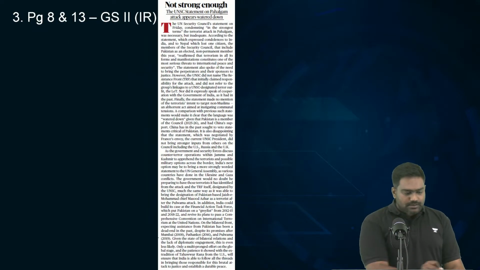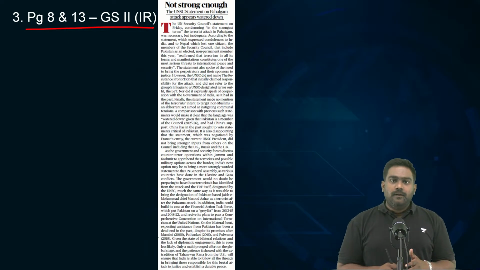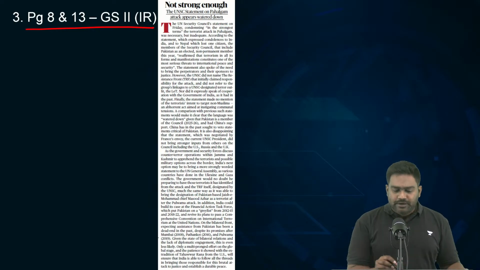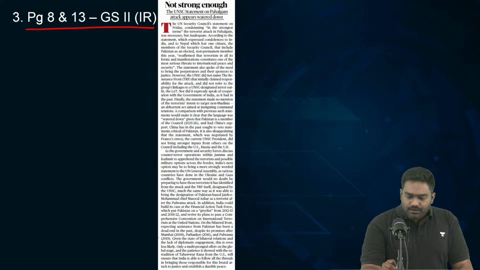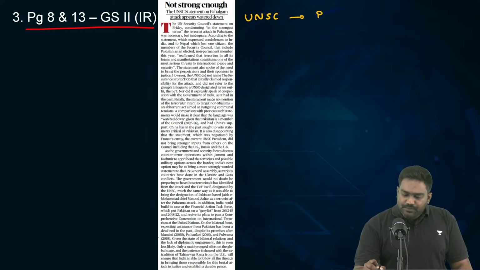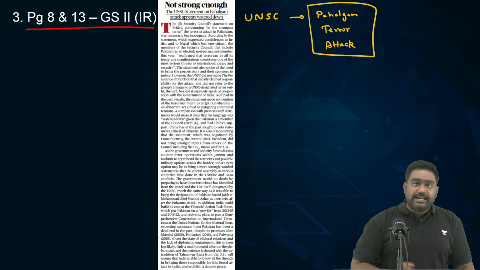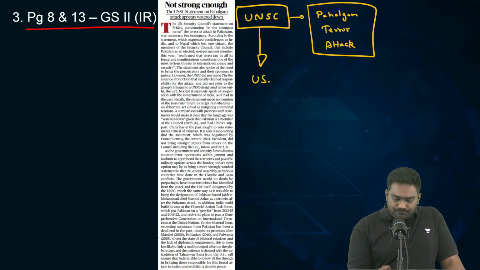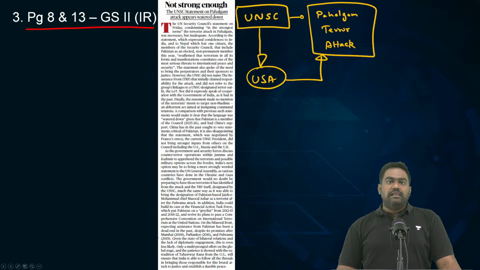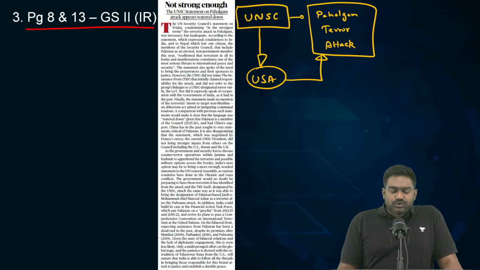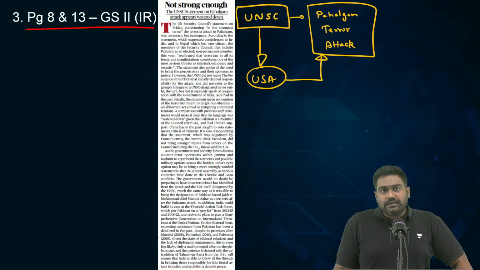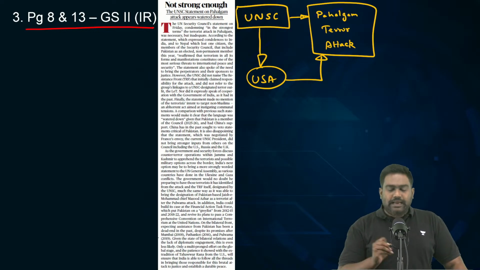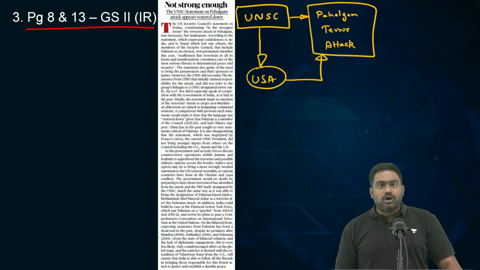Now, let's take up the next topic. On page 18 and 13, we have two articles today related to what happened at the UN Security Council, at the UNSC, when a debate was pushed on the horrific Pahalgam terror attack. The United States, which is one of the five permanent members of UNSC, pushed a proposal to condemn the Pahalgam terror attack. The United States, with the backing of France, India, and other countries, tabled a resolution at the UN Security Council to discuss this horrific terror attack.